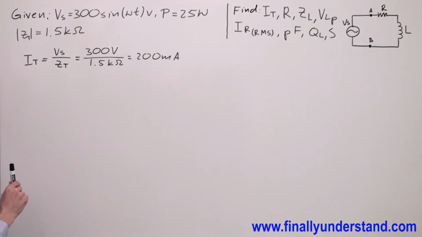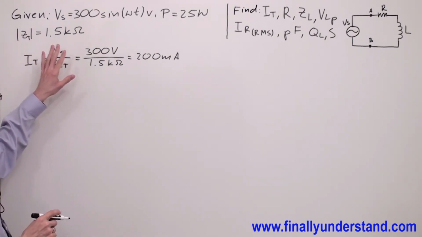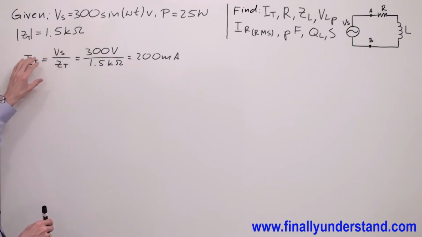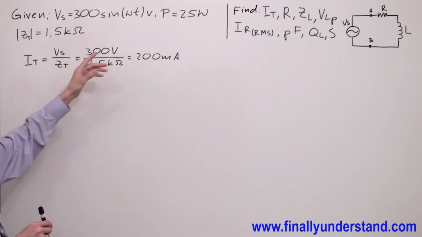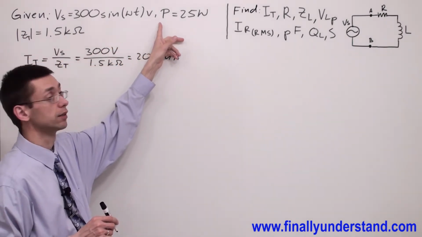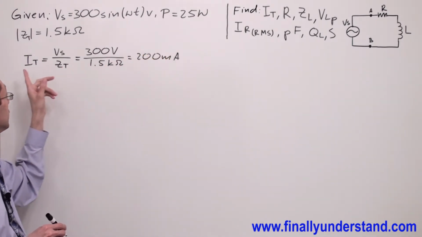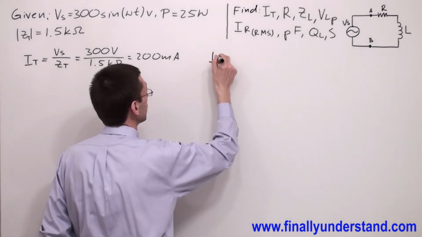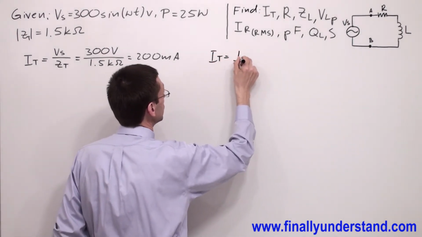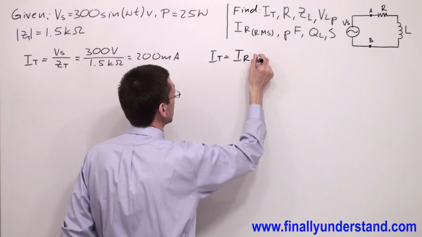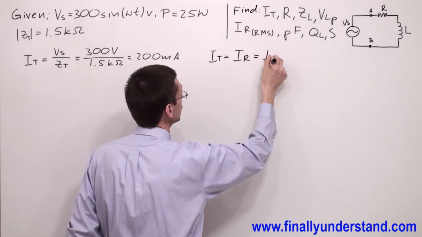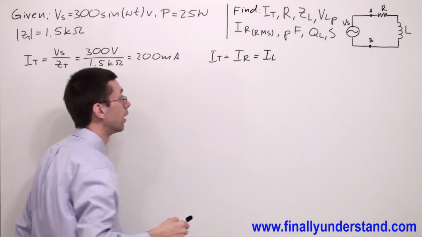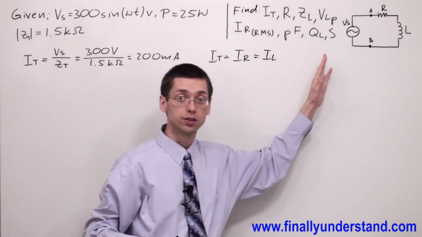Next, what I'm supposed to do is simply look at what I have given and check what we have calculated. We have given power at the resistor. We have given current. You're supposed to realize that I total is equal to the current which goes through the resistor, and this is also equal to the current which goes through the inductor. Why? Because this is a series circuit.